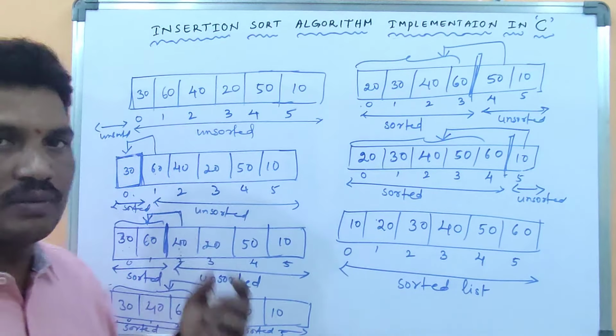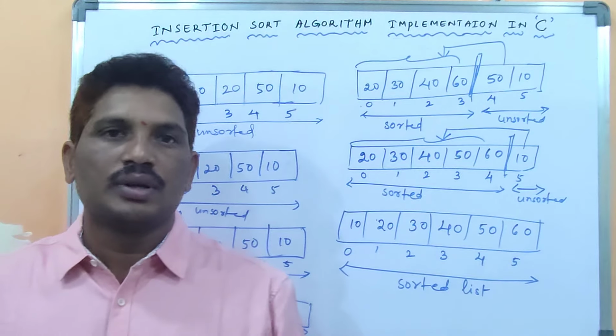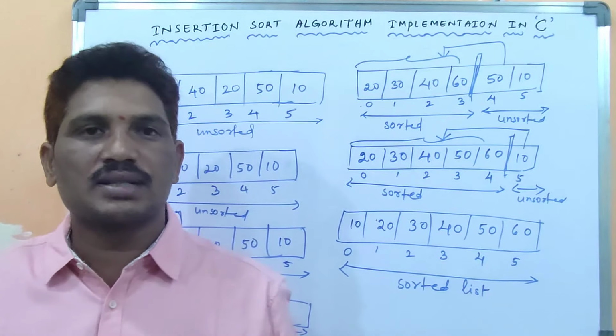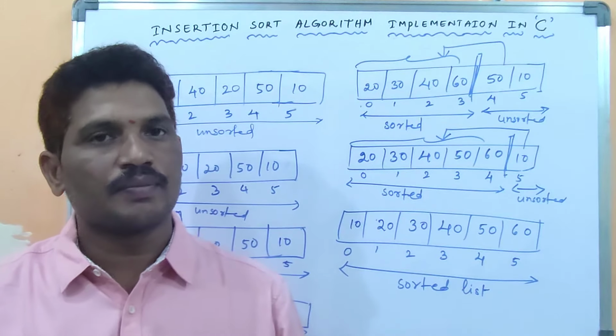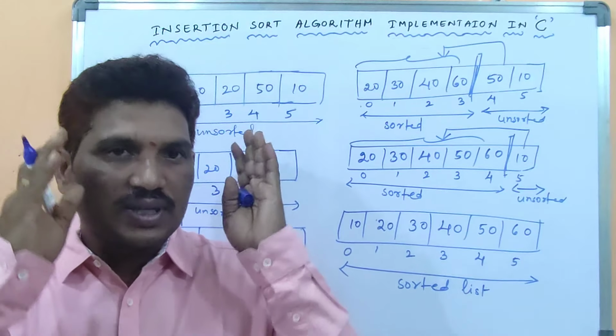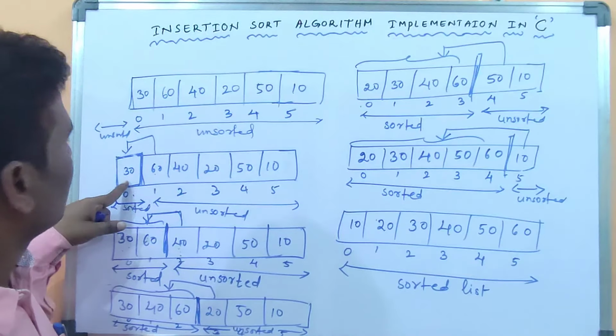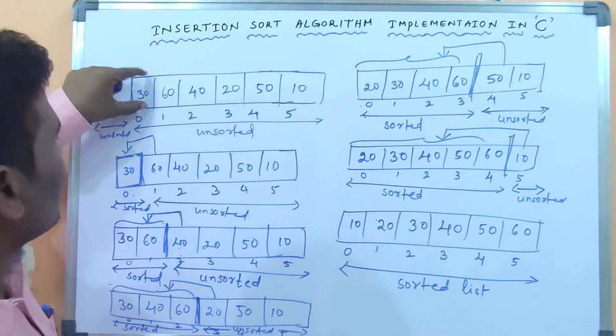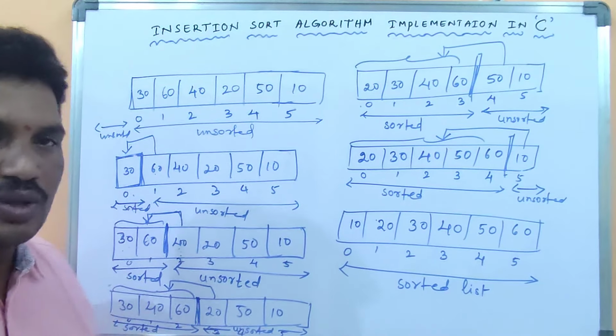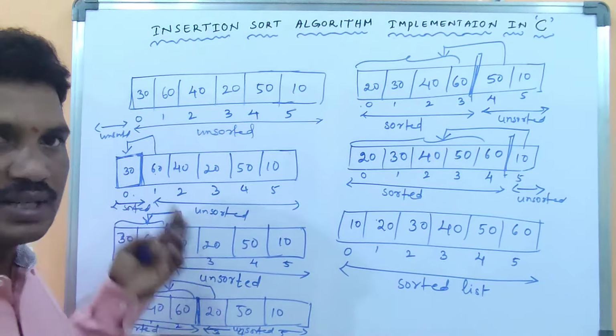Again I am explaining to you. Initially all the elements are in the unsorted sublist. Then you have to take the first element from the unsorted sublist. This is the first element taken. Initially there are no elements in the sorted sublist. It is unsorted. Then what I did here, you have to take the first element from the unsorted sublist.